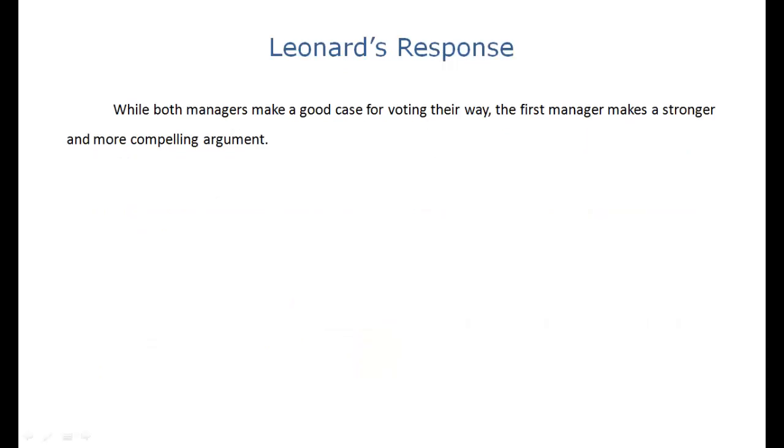For a timed essay like this, I like to start with my claim, like the first argument did here. I'm going to open my essay stating exactly what I'm trying to prove. While both managers make a good case for voting their way, the first manager makes a stronger and more compelling argument. This way, I know that my claim is out there, clear for everyone to see and understand right away. No confusion. Great.